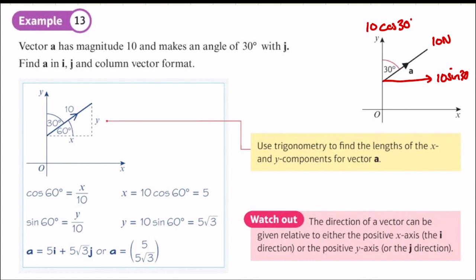So, long story short, if you turn through the angle, it's cos. If you turn the other way to find the other component, it's sine. Use that and you won't go far wrong.